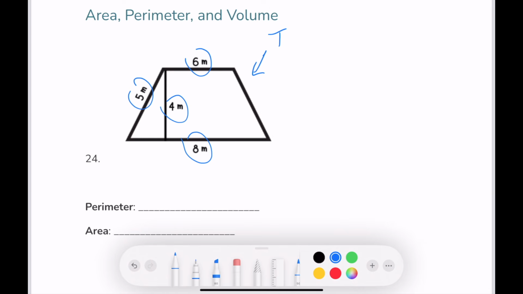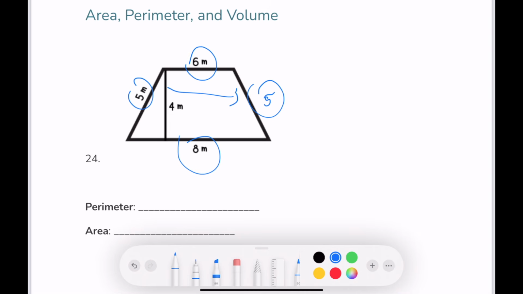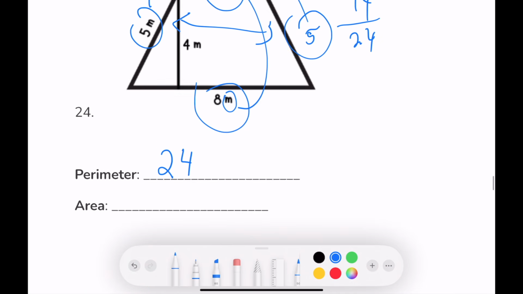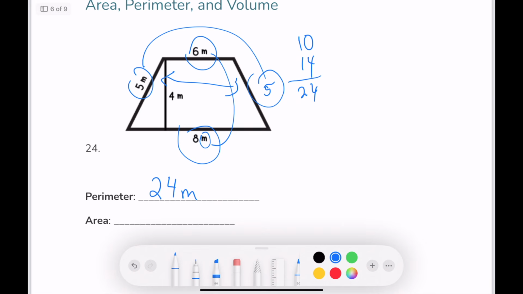It's a trapezoid. And in order to find the perimeter of anything, we always add up all of the sides. And this side is 5. It's the same, just like that. And so we are going to take 5 and 5 is 10. 8 and 6 is 14. We've got 24. 24, and do not forget the label. 24 m, which stands for meters, of course.